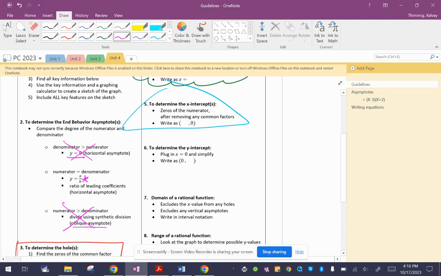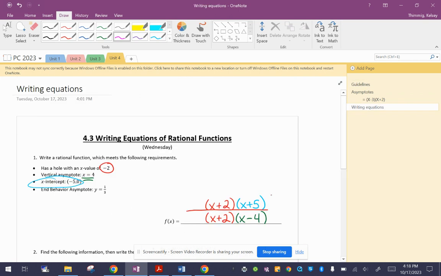And then it's the ratio of the leading coefficients. So if we go back to our problem, the degree of our numerator is 2 and the degree of our denominator is 2. So the degrees are equal, right? That means the leading coefficient of the numerator has to be 1 and the leading coefficient of the denominator has to be 3, sorry.